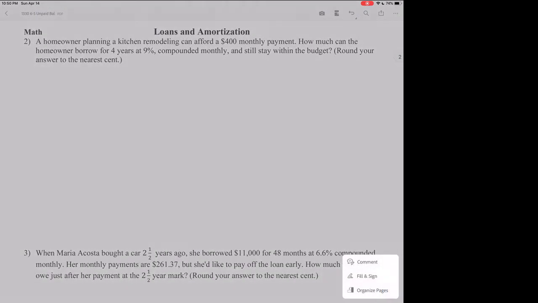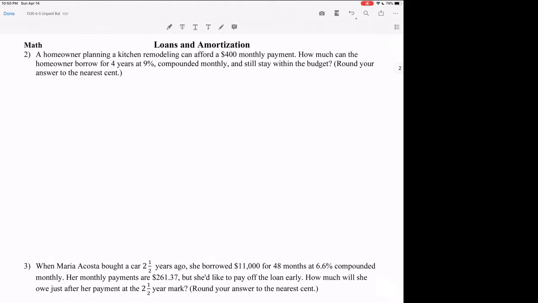Now, a homeowner wants to remodel their kitchen. They want to make a payment of $400 per month, so M equals 12, for 4 years at 9% compounded monthly. How much can the homeowner borrow if they want to do that to stay within budget?